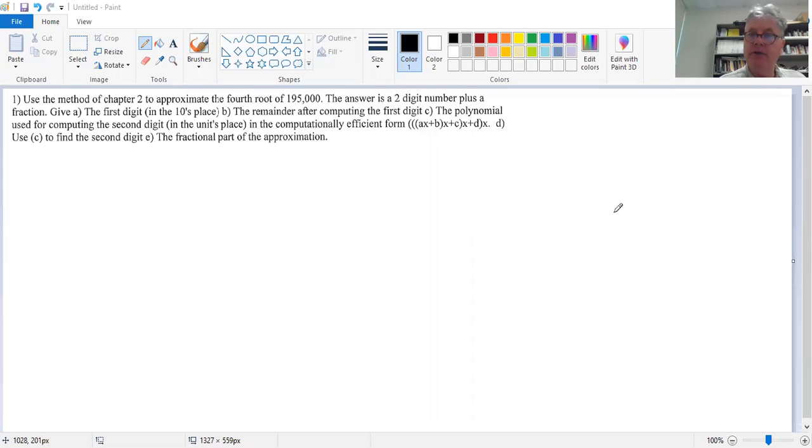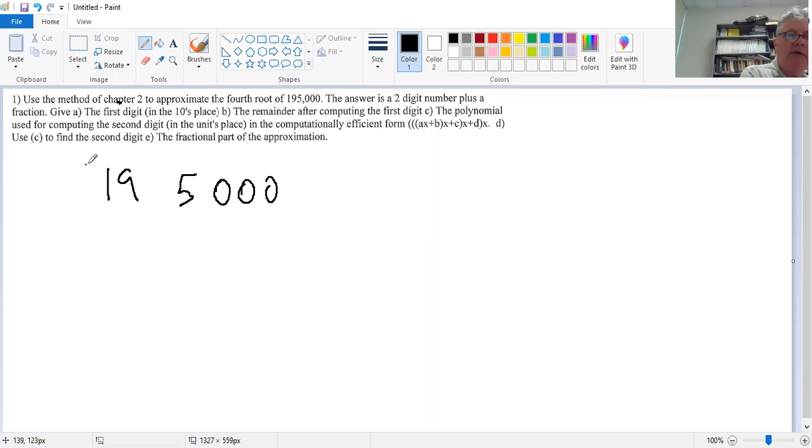Okay, so here are the first of the problems I wanted you to do. The fourth root of 195,000. So we break it up into groups of 4. So we've got 19 and 5,000.